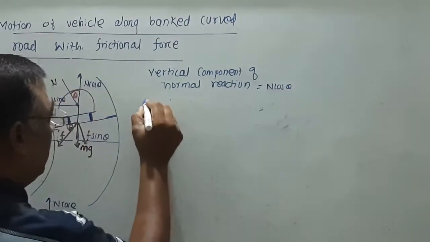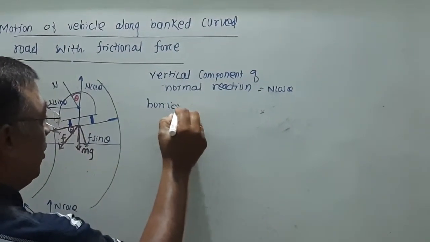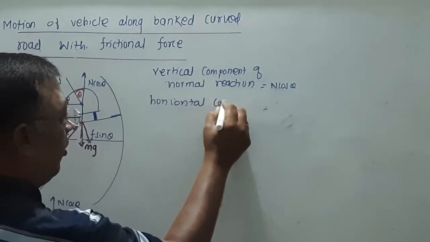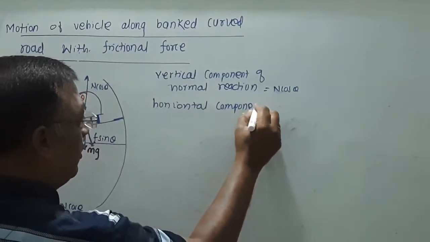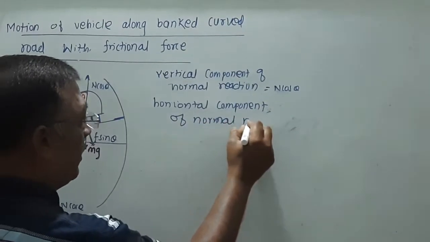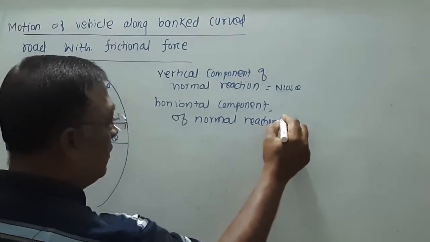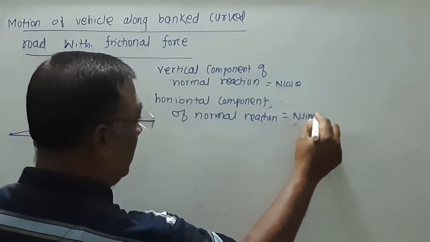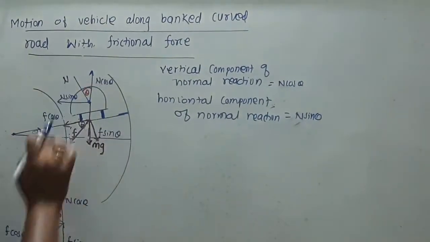and the horizontal component of normal reaction we can write here, that is N sin of theta. So how does it come? That is from the diagram.